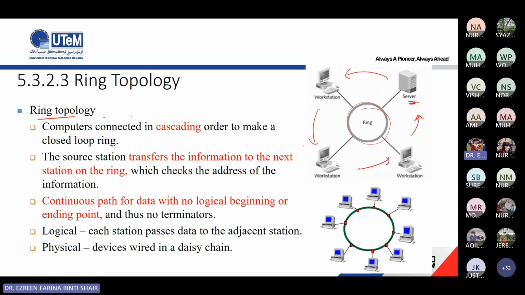Logically, for the ring topology, each station passes data to the adjacent station, and the devices are wired in a daisy chain. Like this, daisy chain.